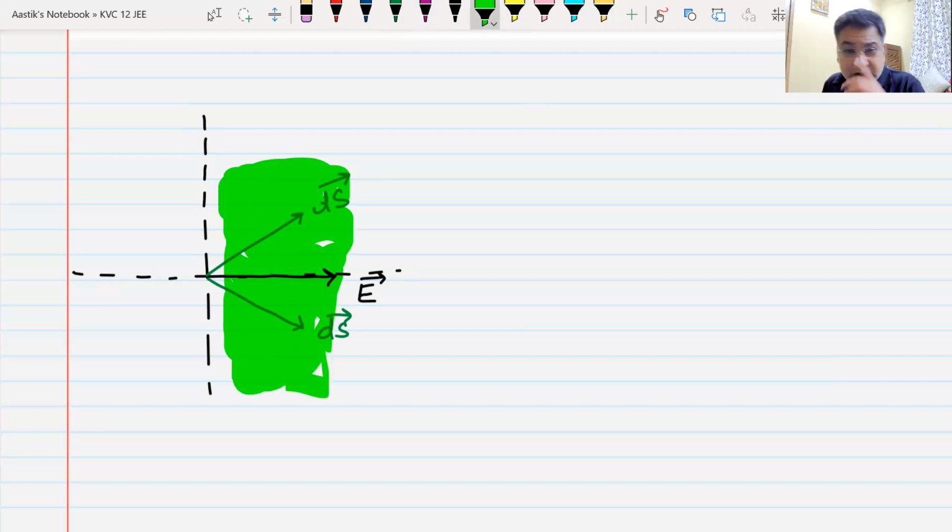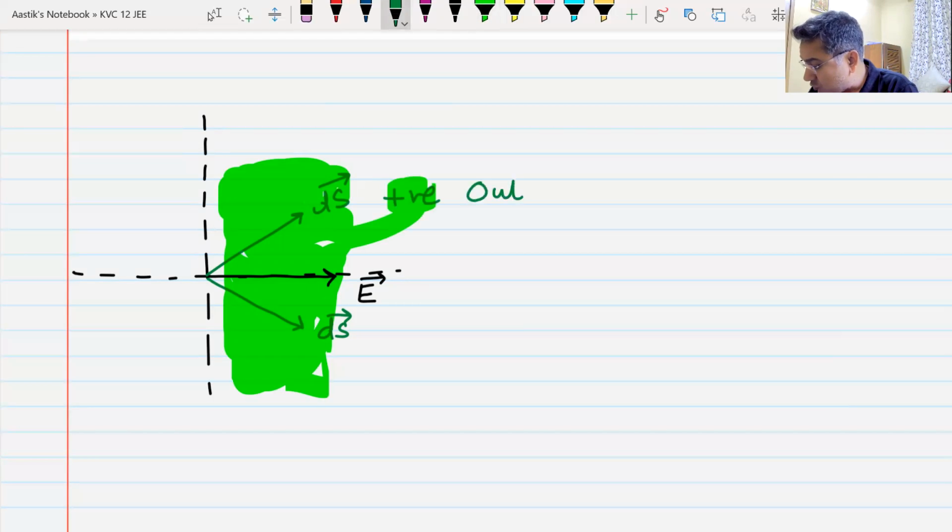Flux would be positive. Now whenever you talk about positive flux, that actually means that area vector and electric field are having acute angles. That means the flux is going out. So positive flux actually means flux which is going out of something. This is the green zone, positive flux. Positive flux means outgoing flux.